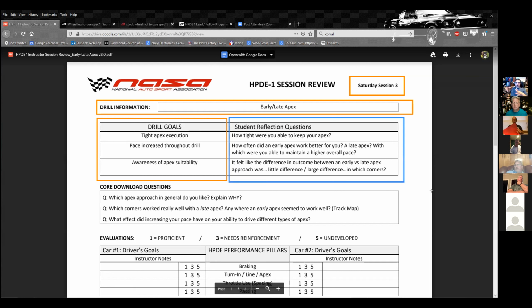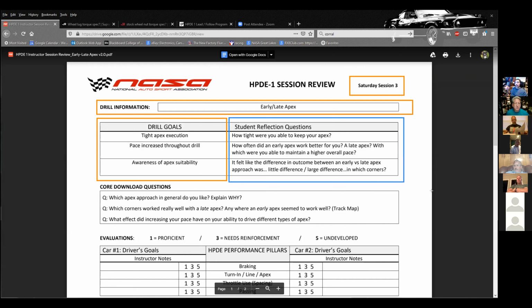I'm going to go into classroom mode real quick for you guys. This is almost verbatim what I tell our drivers. I tell them, look, in the NASA HBD system, we do not want to churn out a bunch of robots. We want you to be a thinking driver. We want you to go out there and not just say, I have to late apex every single time because that's what baby Jesus told me to do. That is not the kind of mentality that we want out of our drivers.